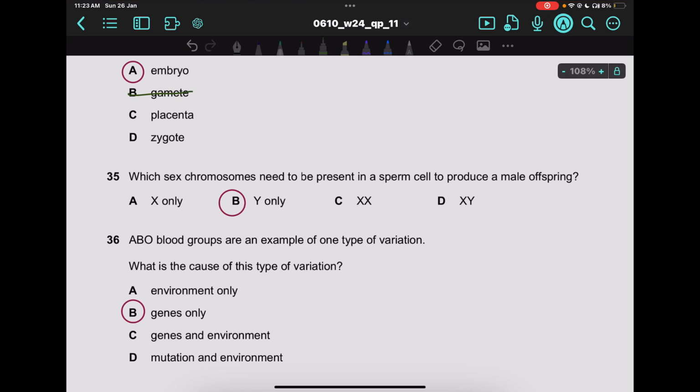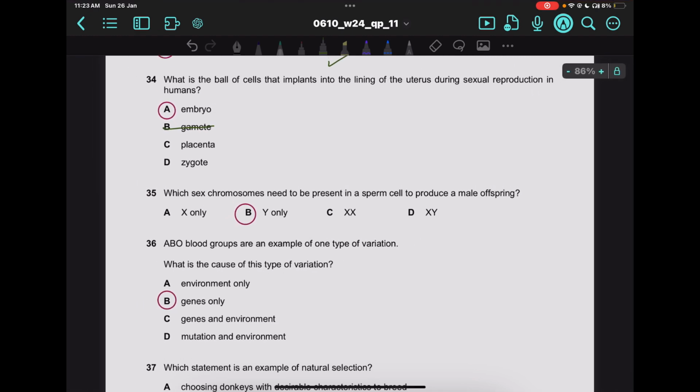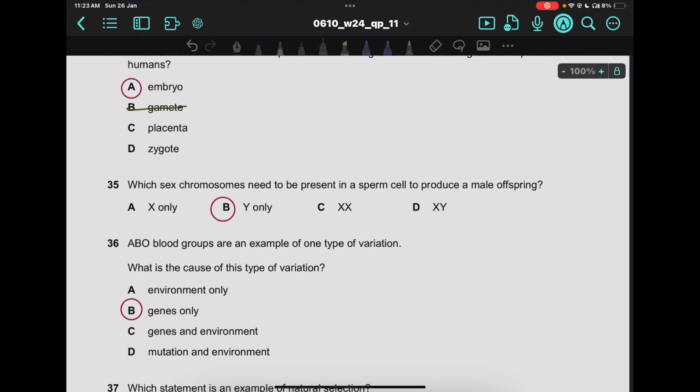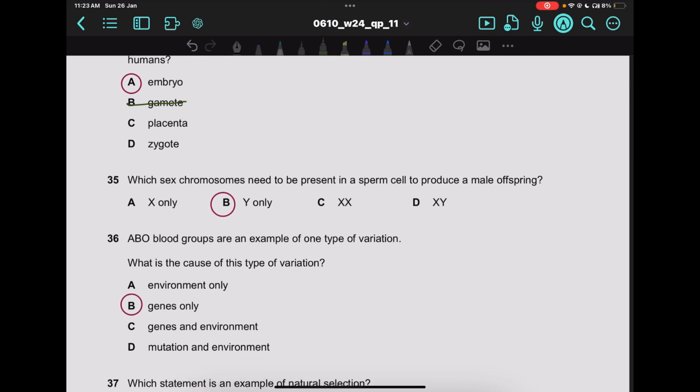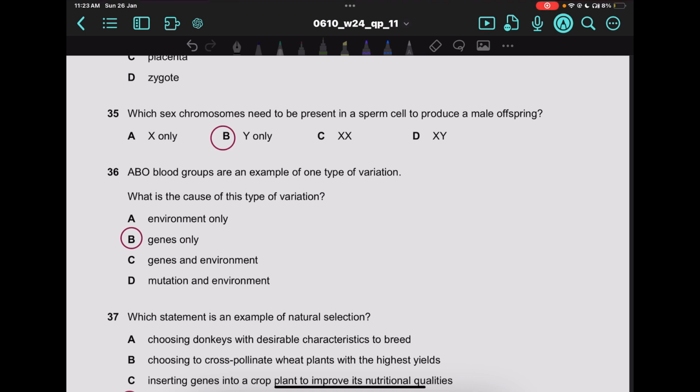35. Which sex chromosomes need to be present in a sperm cell to produce a male offspring? Only Y, because there is already an X chromosome in the female, so only Y is needed to produce the XY chromosomes, which is for the male. So the answer is going to be B.